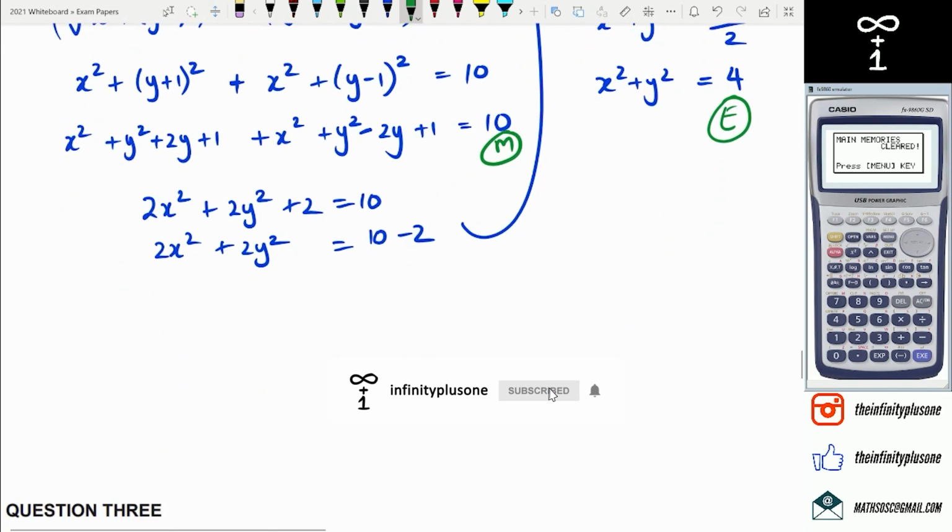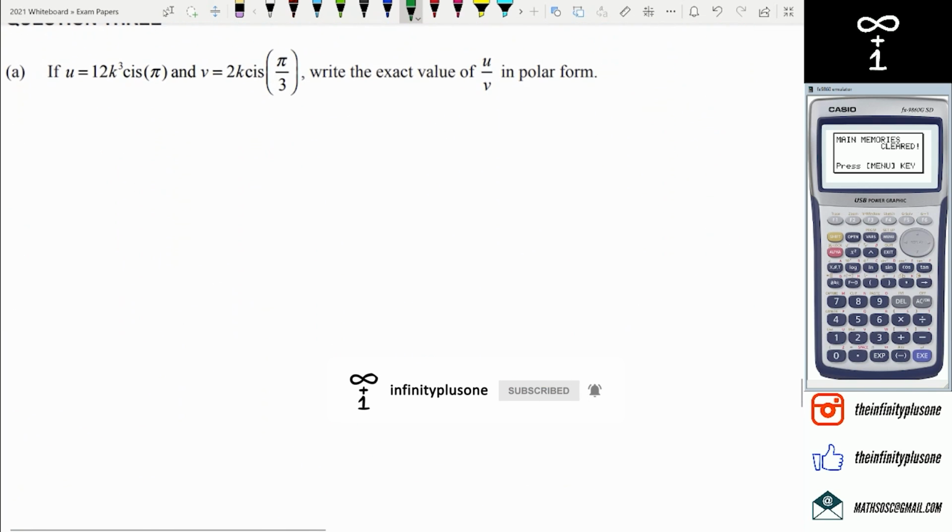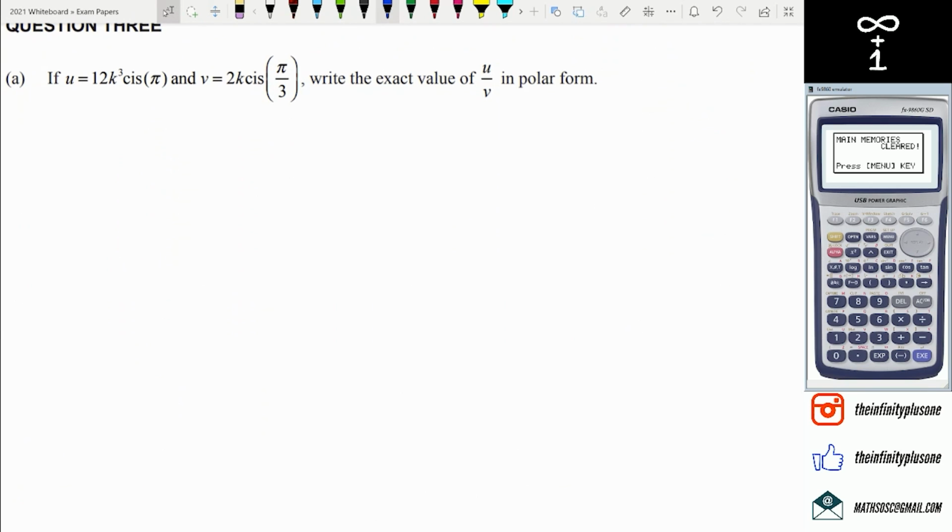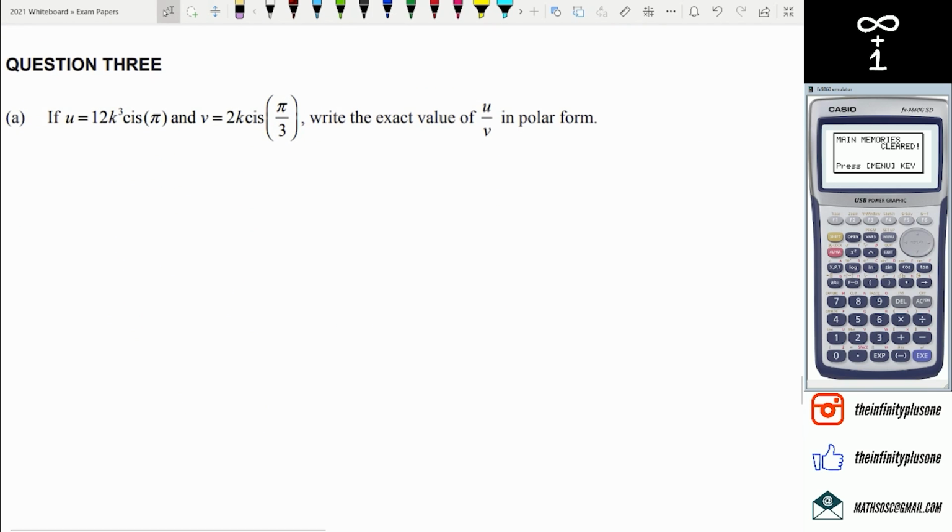All right, guys, so on to question 3. What we've got here is a nice achieved question. Write u over v in polar form. So all we've got to do is, what do we have? We've got 12k cubed, because remember that we can rewrite this like this: 12k cubed over 2k cis of pi, take away pi over 3.